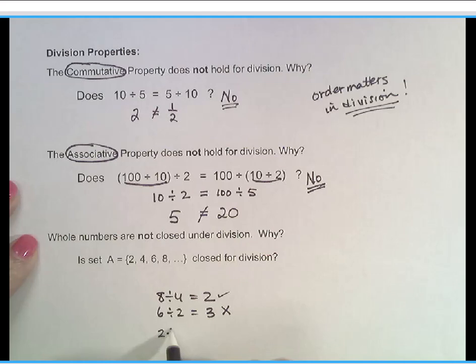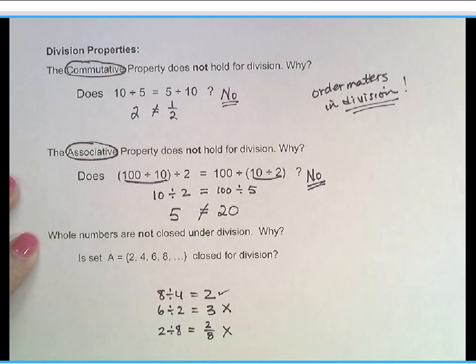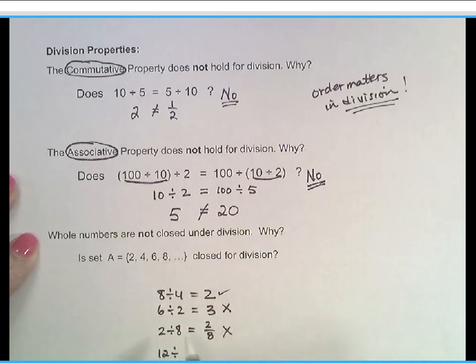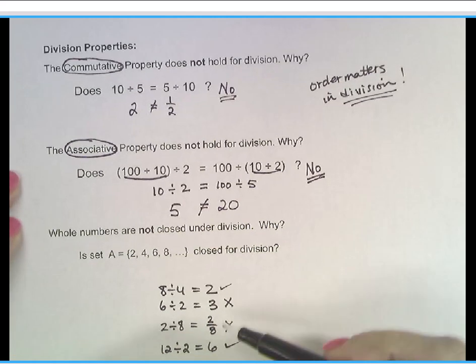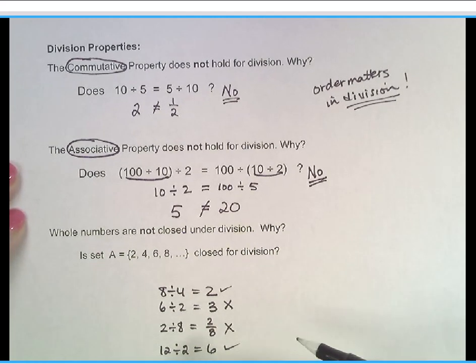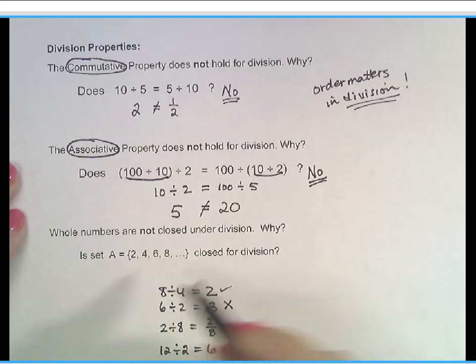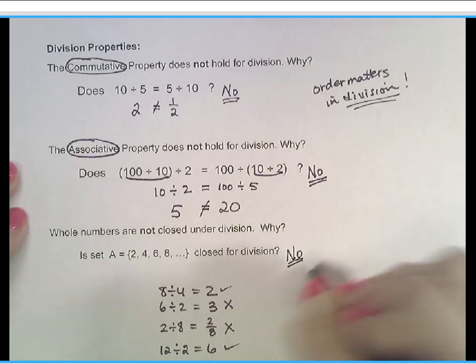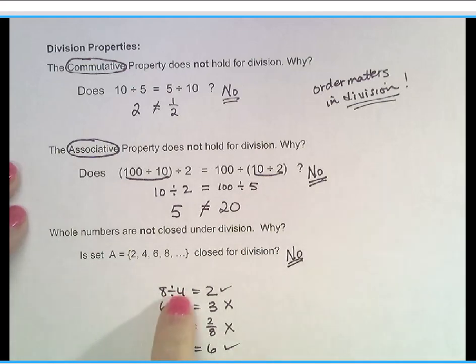Also, if we were to try to do 2 divided by 8, that's going to be 2/8. That's a fraction. That's not inside the set. If we tried to do any other even number like 12 divided by 2, that's 6. That one works in the set. So you have to stumble upon one that doesn't work. And sometimes that's kind of hard to do. Our brains kind of look for the ones that do work. But this one is definitely not closed. And again, it all boils down to order. 8 divided by 4 and 4 divided by 8, not the same thing. And so you don't necessarily get a closed set.